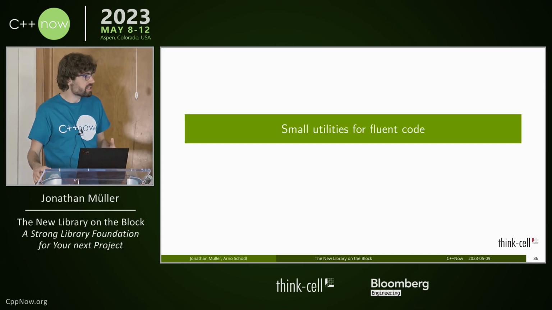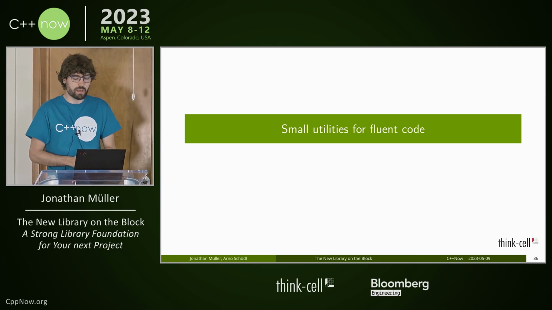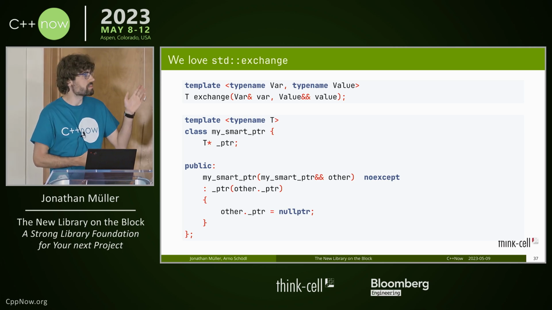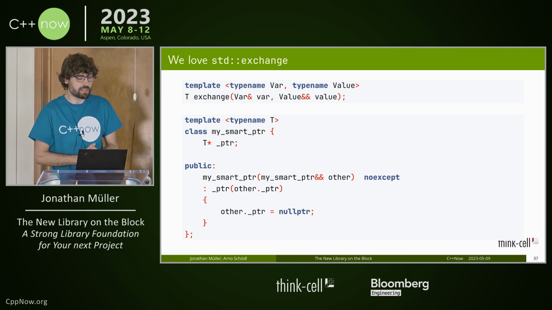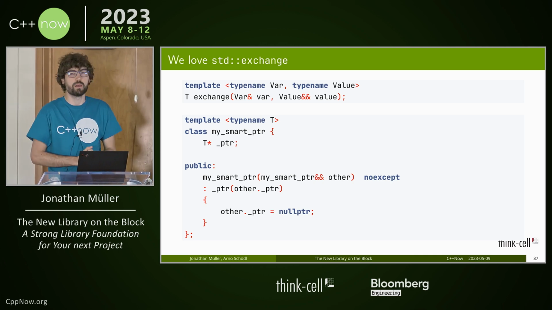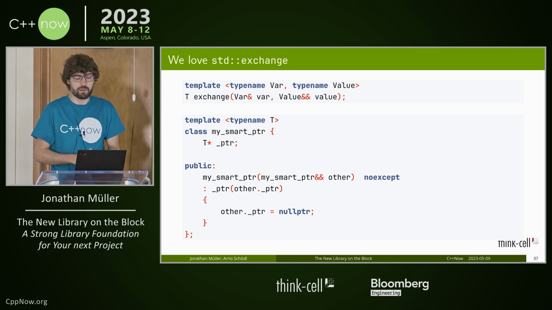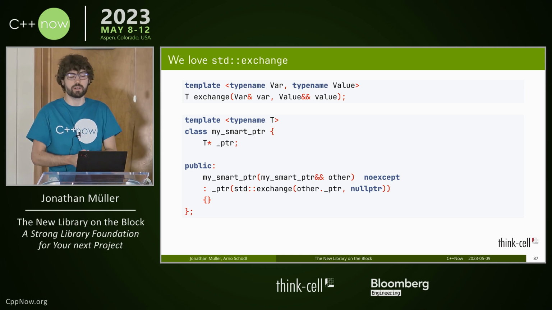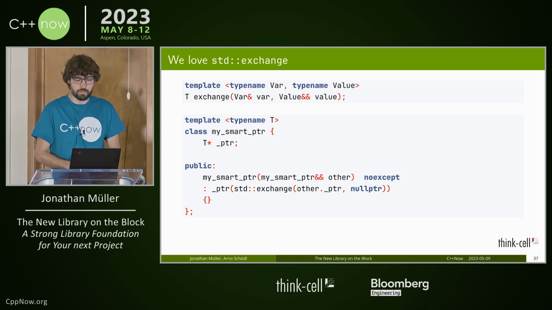The second part the library has is many small utilities to write more fluent and more expressive code. For example, std::exchange from the standard library replaces a variable with a new value and returns the old value. And this is really convenient in cases where you have a smart pointer. The move constructor, for example, has to copy the pointer and set it to null. With std::exchange, you can make it a one-liner and say exchange the pointer with null and get the old value. And this is useful in many situations. We love it. We use it a lot.